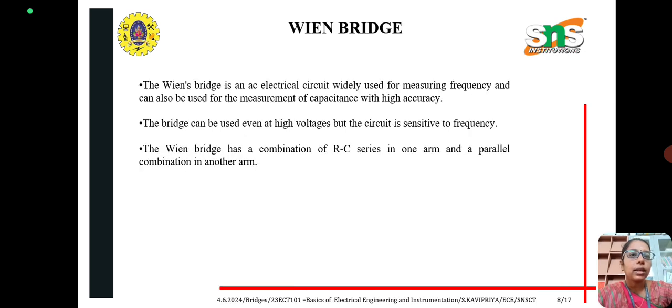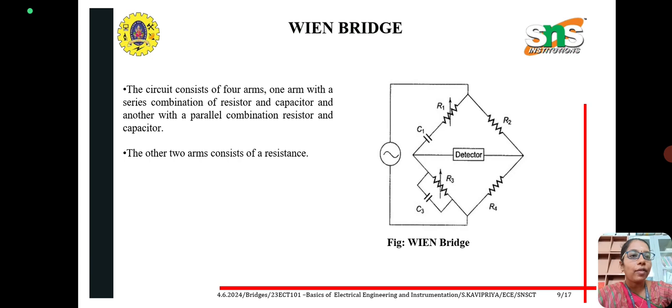And next one is the Wien bridge. Wien bridge is an AC electrical circuit. It is used for measuring the frequency, and also for measurement of capacitance. The bridge can be used even at high voltages. The Wien bridge has a combination of R and C in one arm, which is in series, and a parallel combination in the other arm.